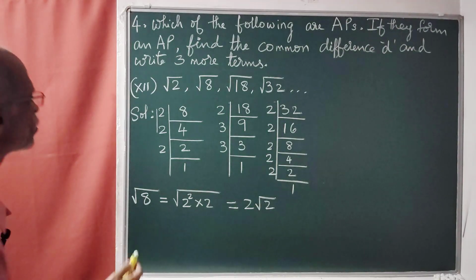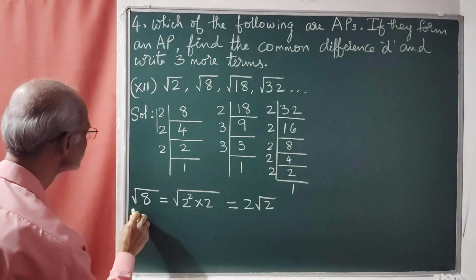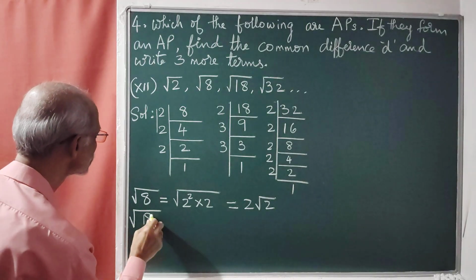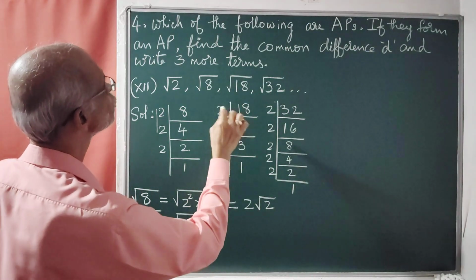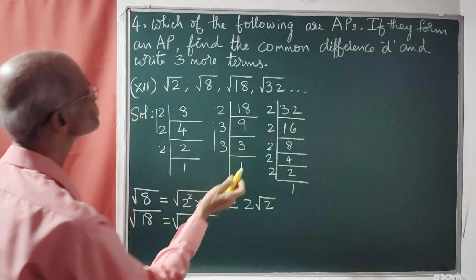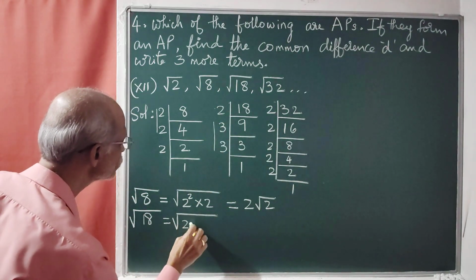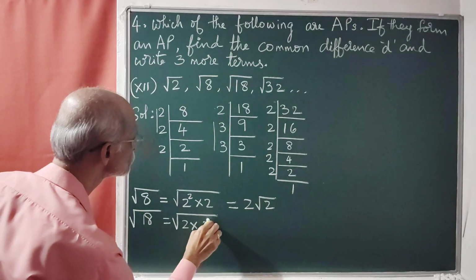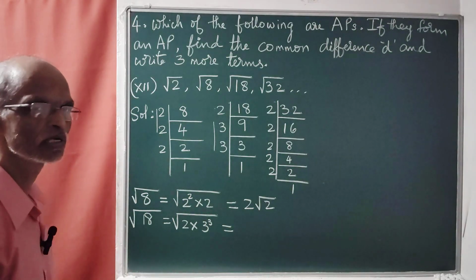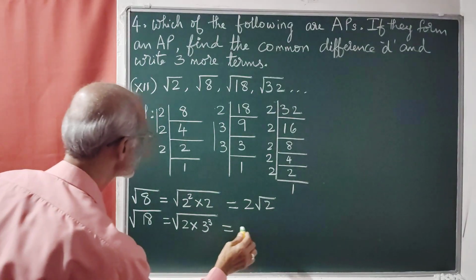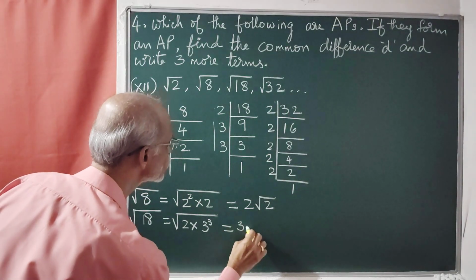Okay. Next, root 18. Root 18 we can write as 2 into 3 square. This 3 square, if I bring it out of the root, it will become 3. So we get 3 root 2.